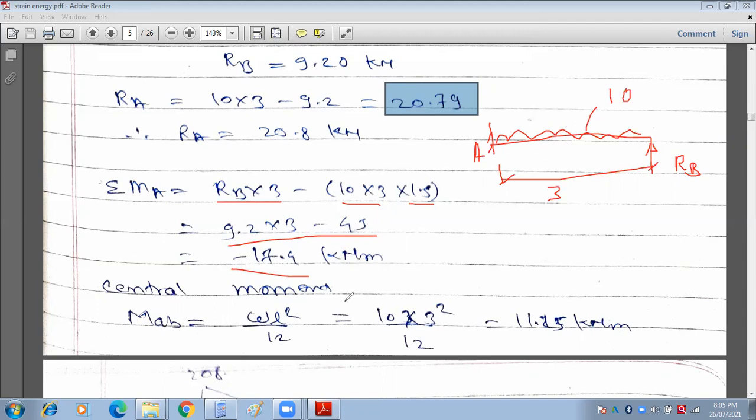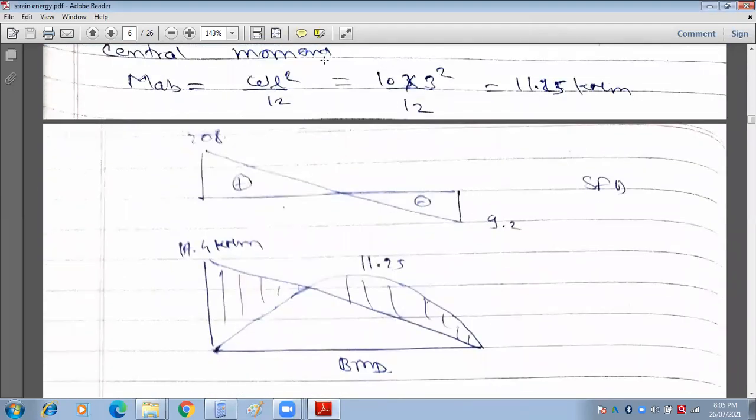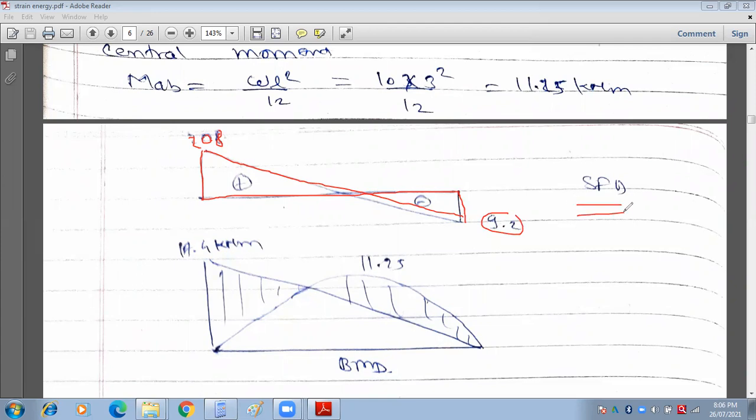And we have to overlap the center span moment. As we know that it carries a UDL, the standard formula is WL square upon 12. Now intensity W is 10 and the span is 3, divided by 12. If you simplify this one, you'll be getting 11.25. Now by using these terms, we are able to draw the SFD and BMD. As we know, the standard reaction is 20.8 over here. It goes down due to the UDL up to 9.2 over here, and due to this reaction it again becomes 0 over here. This is nothing but our shear diagram.